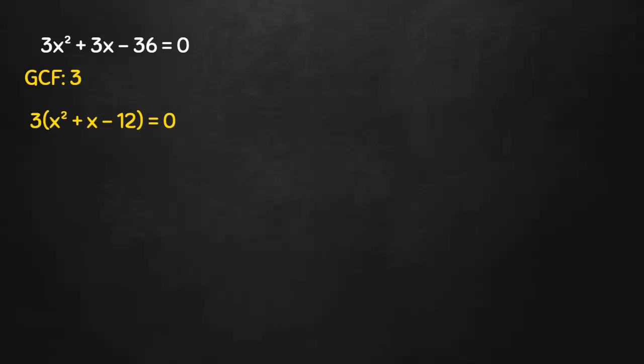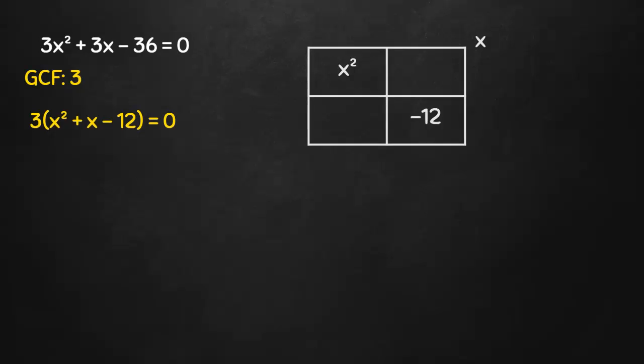Now that looks a little bit like what we've done before with just a 1 in front of my x squared. So my quadratic is what I'm going to now factor using my box method or area model. I have x squared, x in the corner, and then negative 12. I'm going to find my factors and fill out the outside and the inside of my box. Doing this, I can find my factors of x plus 4 and x minus 3.